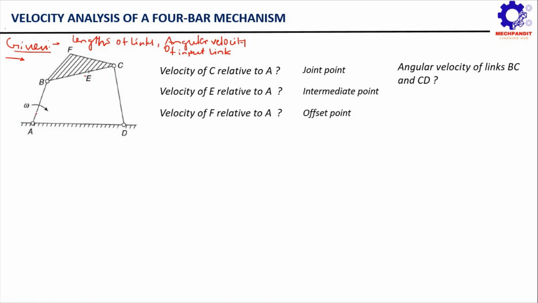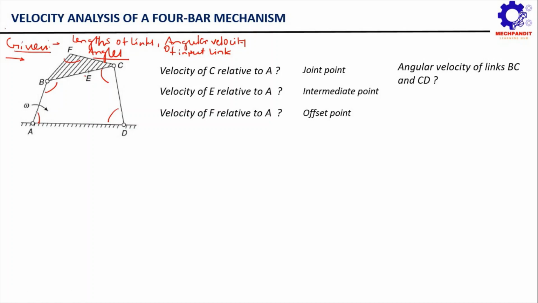At the same time, the angles which each of the links is making relative to the other is also given to us. So all these angles and all these dimensions are provided to us. So usually this is the data which is given to us.